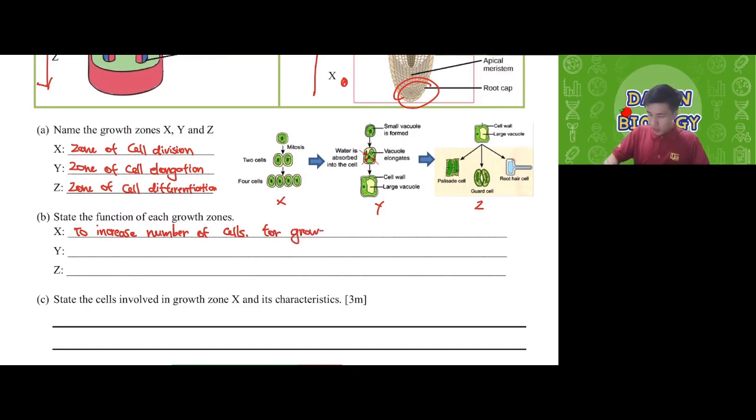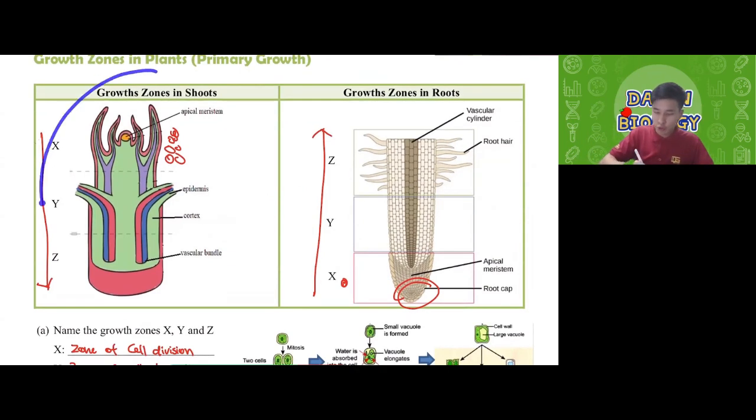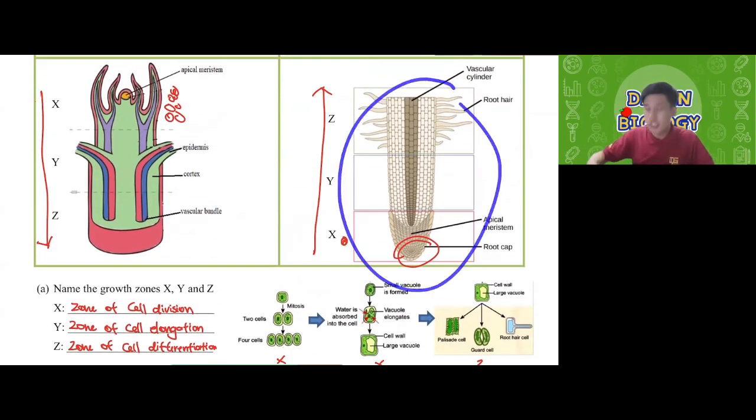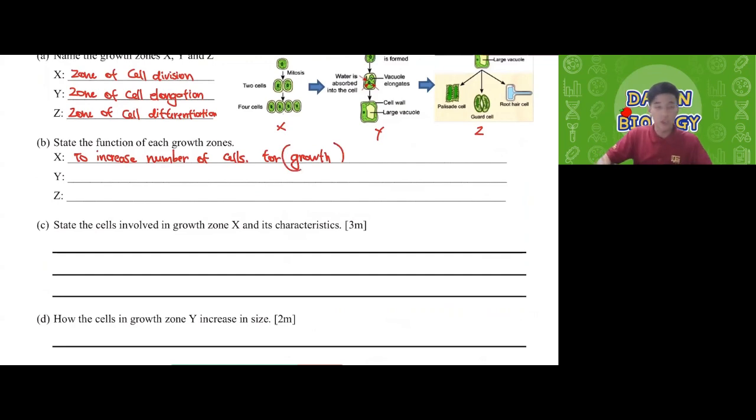It's the same as humans, right? How do we grow? By having more cells. Okay, increase in size, length. Yeah, you also can say increase the length. If you look at actual questions, if they show you shoot for that particular question, then you can say to increase the length of shoot. If they show roots, you also can say increase the length of roots. I'm going to say increase length also can for this.